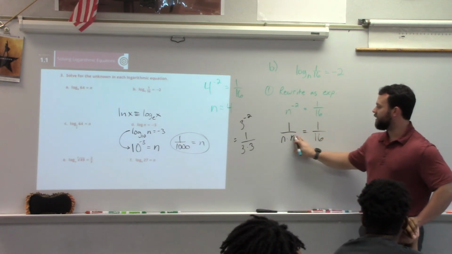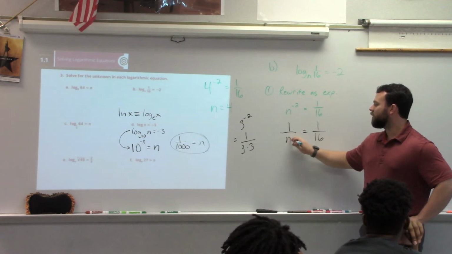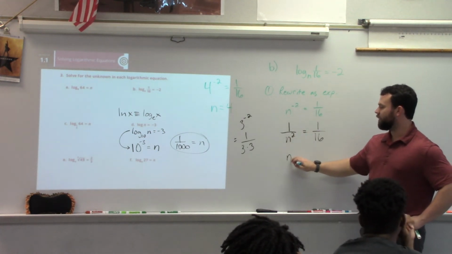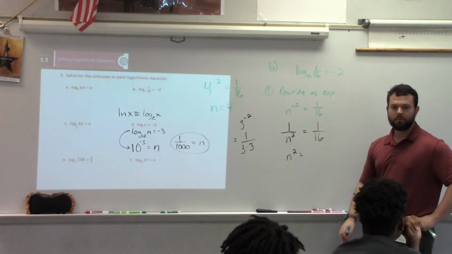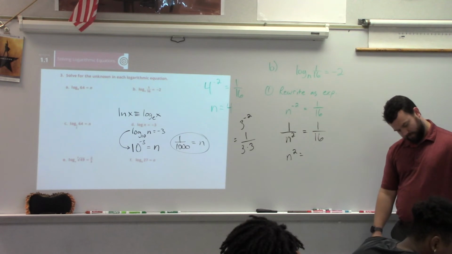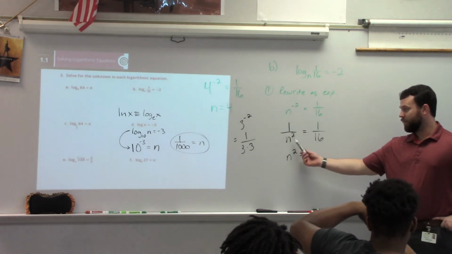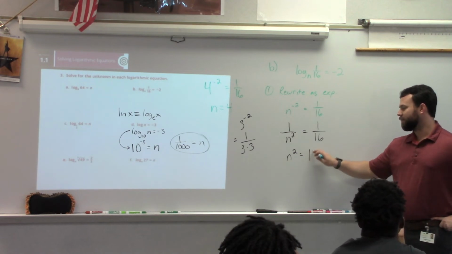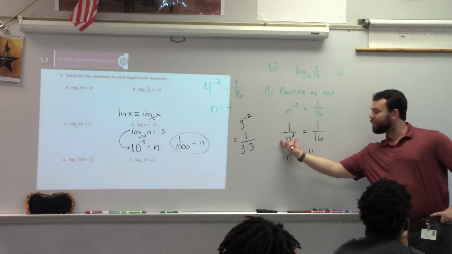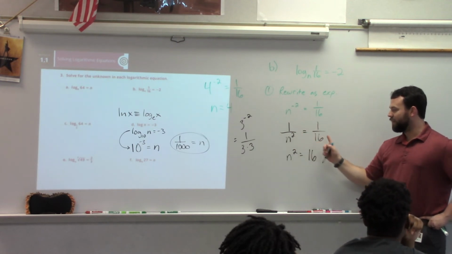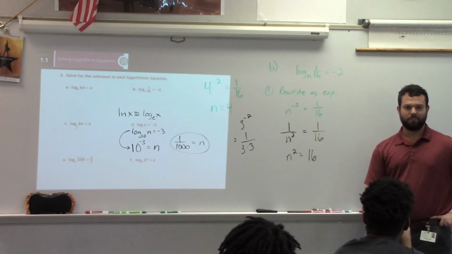So if it's n to the negative 2, I'm dividing by what? N twice. Notice n times n is just n squared. Once you divide, the negative gets dropped off. So do you know what n squared is equal to? 16. For these two things to equal, the ones are the same, the n squareds have to be the same.